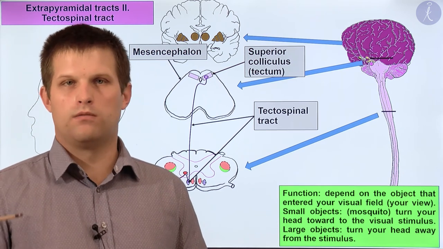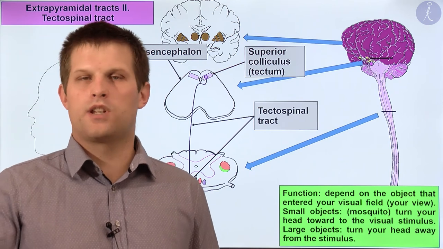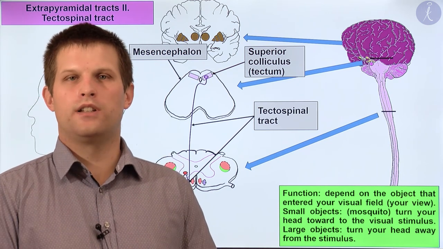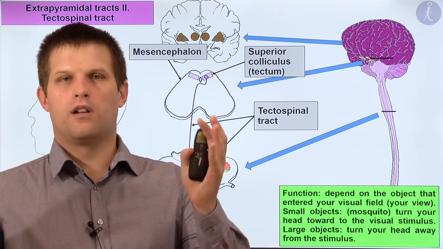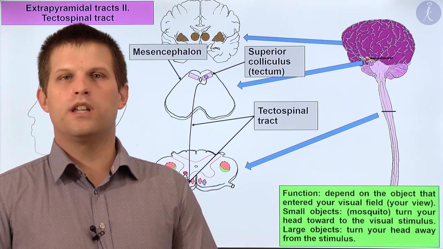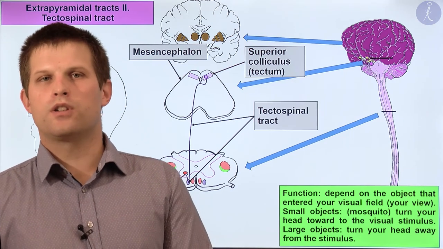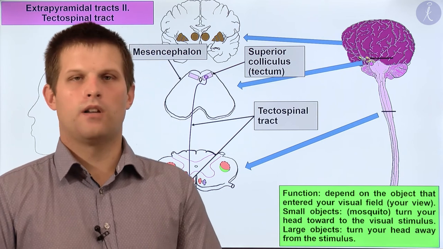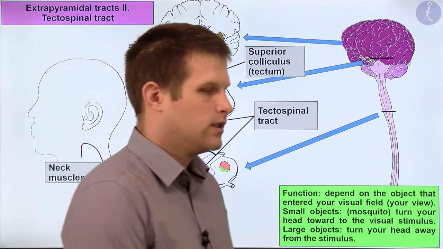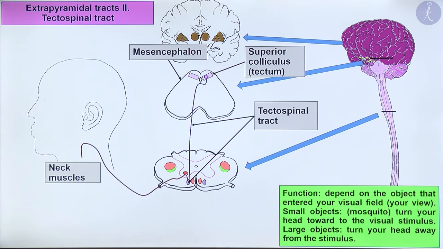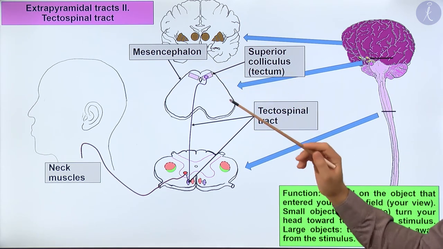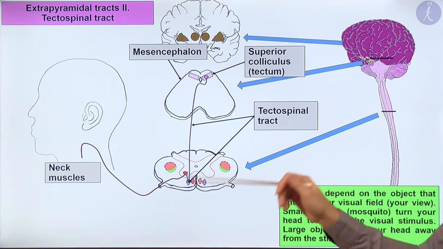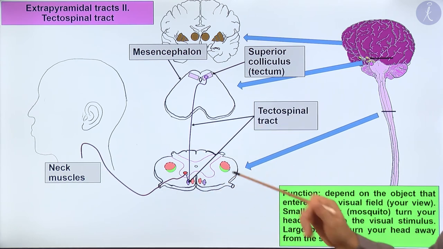So if a small, sometimes annoying object enters your visual field, you need to check it first, what is that? However, if a large ball is about to hit you and enters your visual field, usually we turn our head away from this object. So since this pathway receives information from your visual territories and from your retina, it controls the neck muscles according to what comes to you via your visual field.